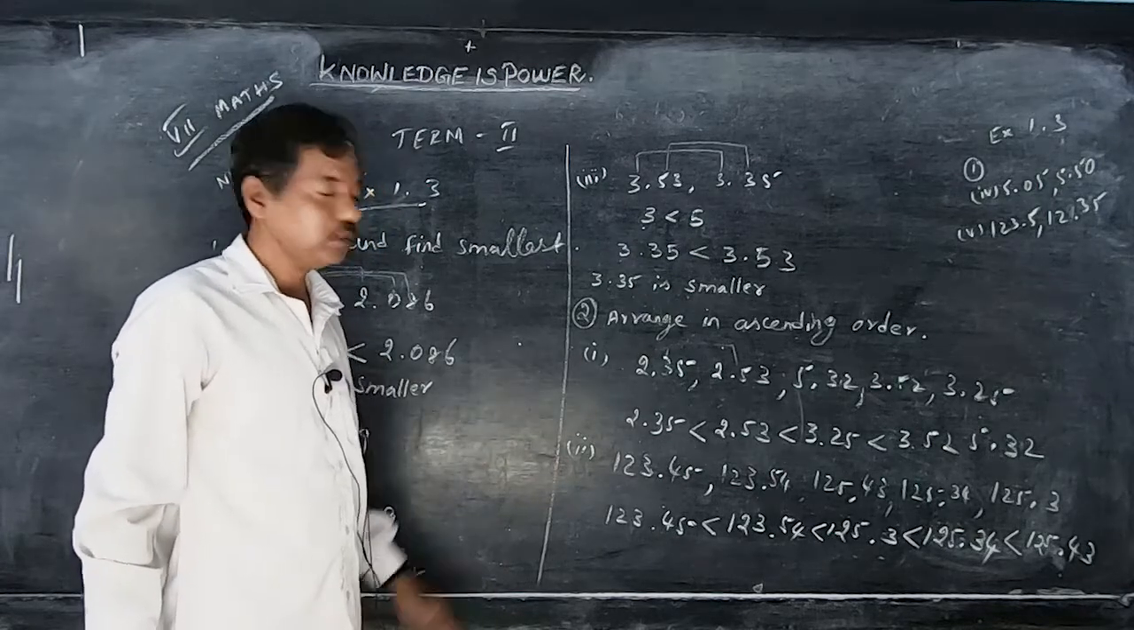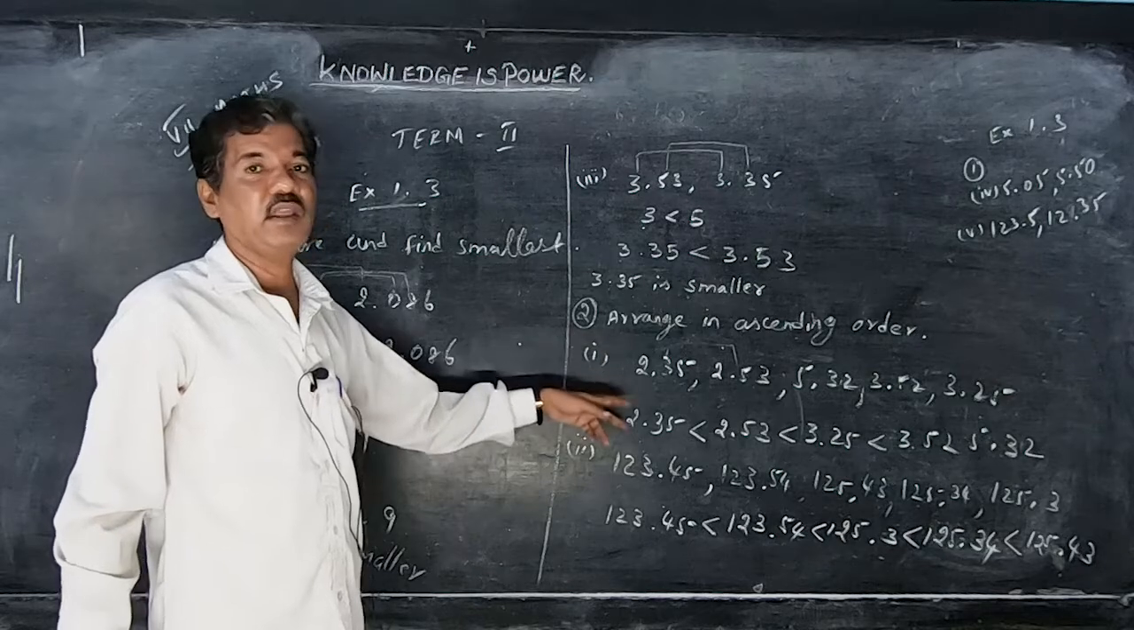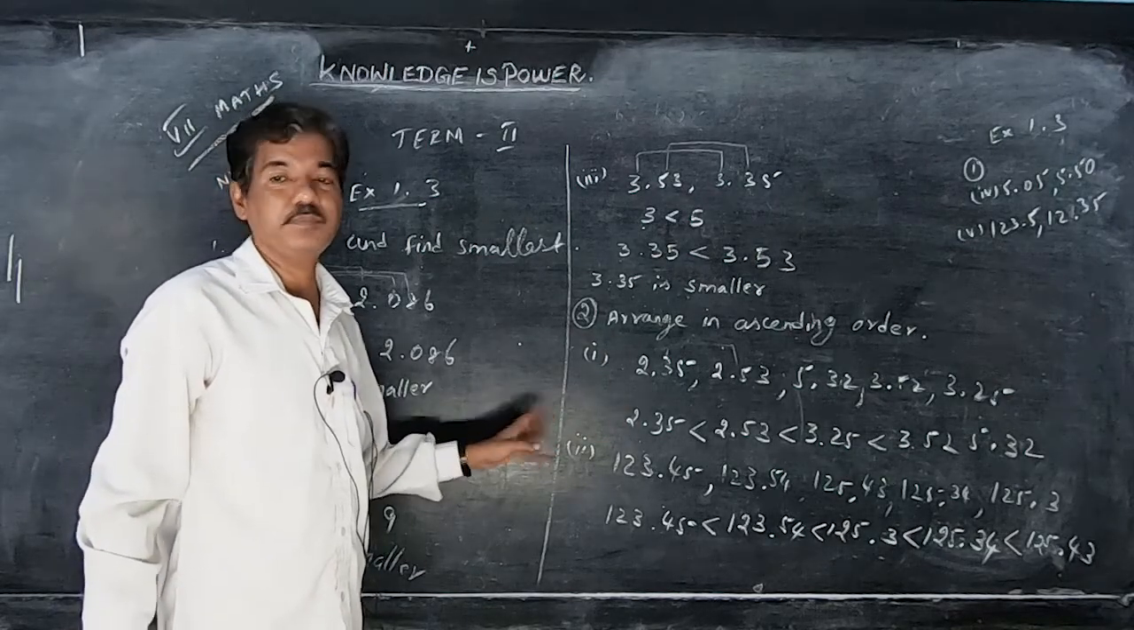So this is the way you have to compare and follow, whether it is ascending order or descending order. There is no homework sum here, just 2 sums. I have done the 2 sums. Can you follow this? Shall we move on to the next one?